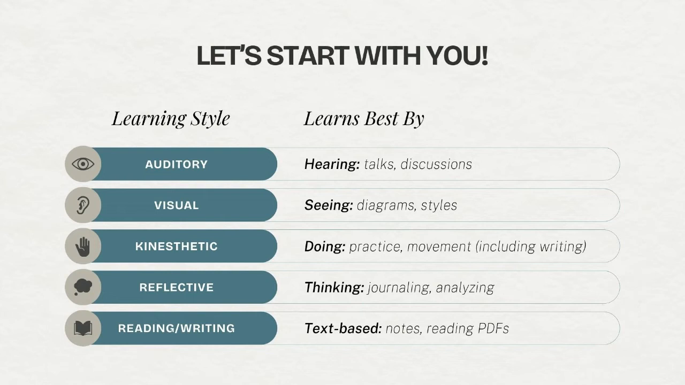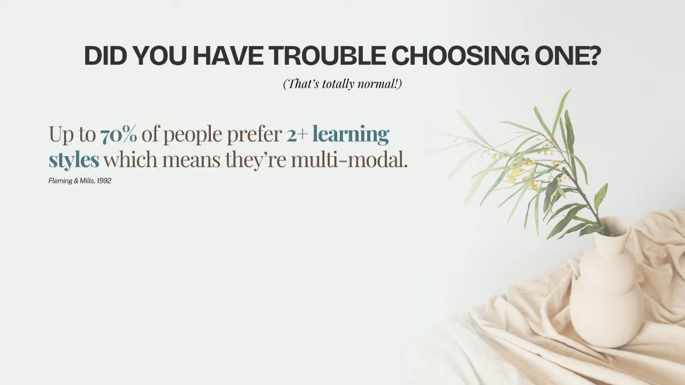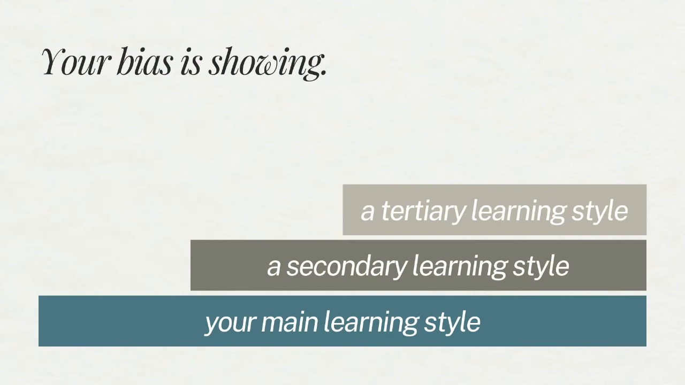So, out of these 5, which do you resonate with the most? And if you're finding it hard to choose just one learning style for yourself, that's not a flaw. That's completely normal. In fact, up to 70% of people are multi-modal, which means most of your students don't just learn one way. So if you're designing content that only hits one style, you're missing the grand majority of people. And the truth is, the way that you like to learn is probably how you like to teach. And that's what your teaching bias is.